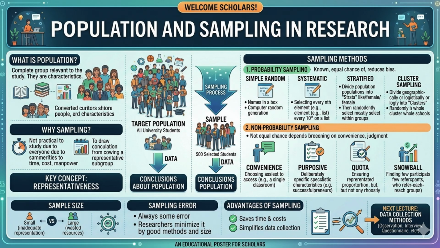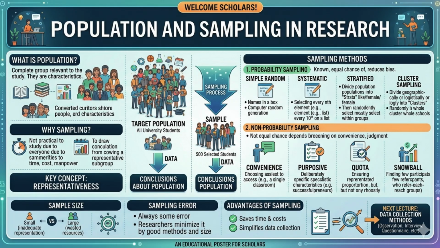For example, a university population may be divided into male and female students or into different academic departments. Samples are then selected proportionately from each subgroup to ensure proper representation. Another probability sampling technique is cluster sampling.